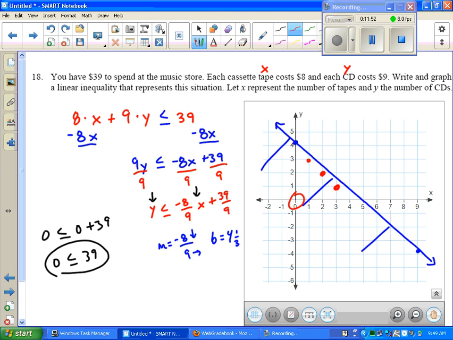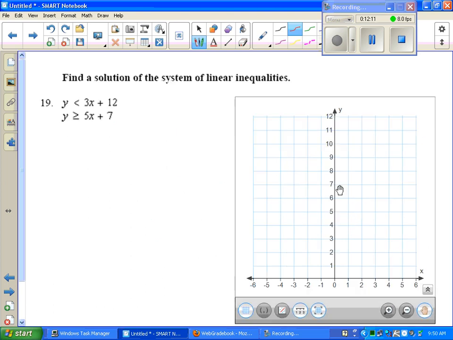If you go over any of those, let's say you bought 4 tapes, then you couldn't get any CDs, because look where 4, 1 would be. Like if you bought 3 tapes, you can only get 1. Let's say you tried to buy 2 CDs, it wouldn't work. It's on the wrong side. That's what we mean by the shaded side versus the non-shaded side.